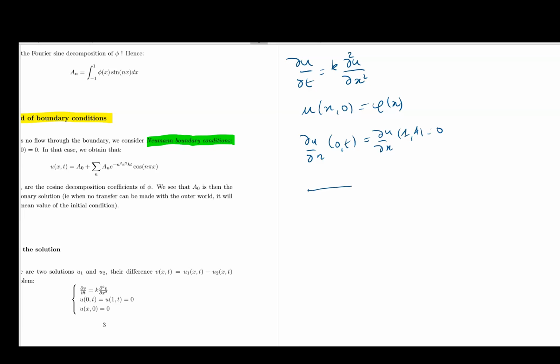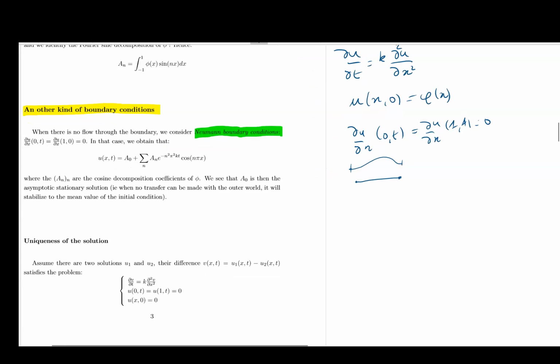What does it mean? It means that you have no flux going out of your domain. So maybe your solution is going to stabilize to something like this, but the idea is that nothing goes out of your domain, whether it's heat or concentration of whatever substance or anything.